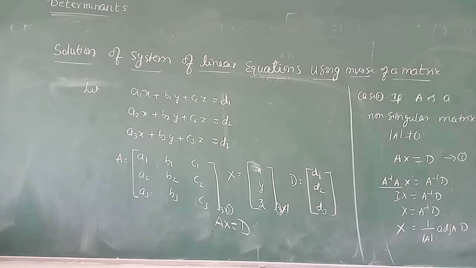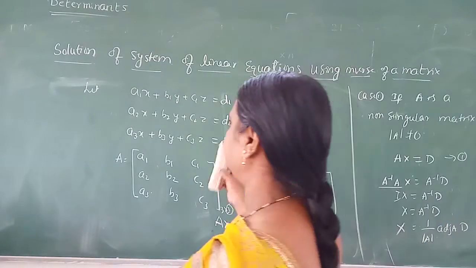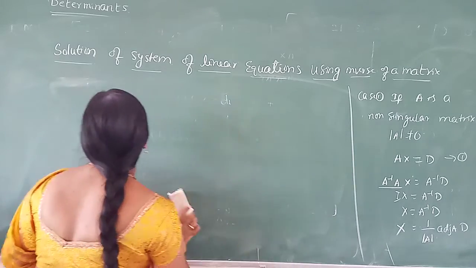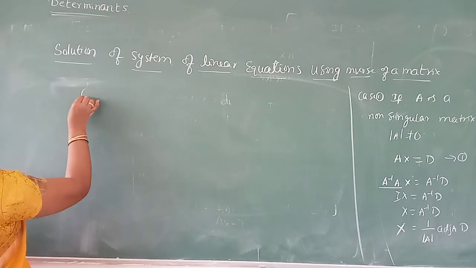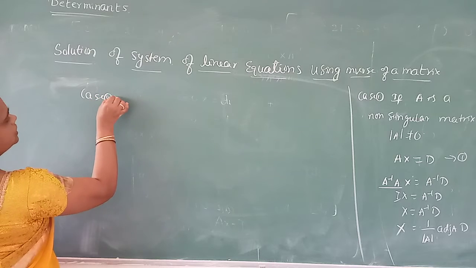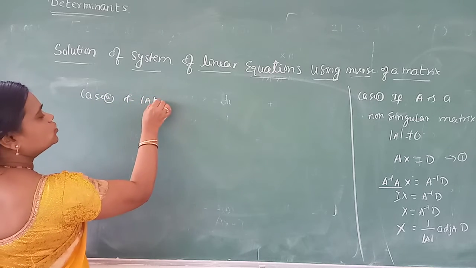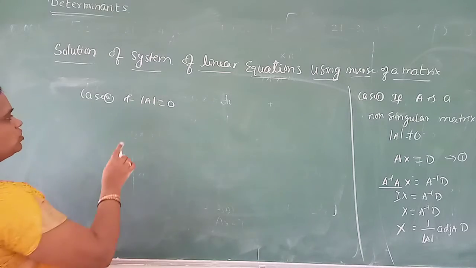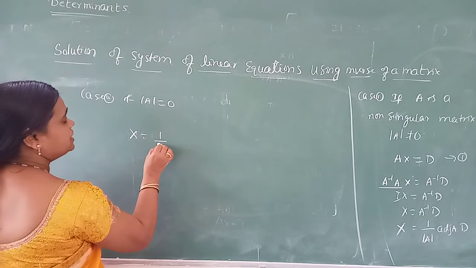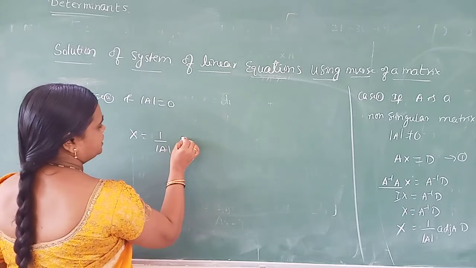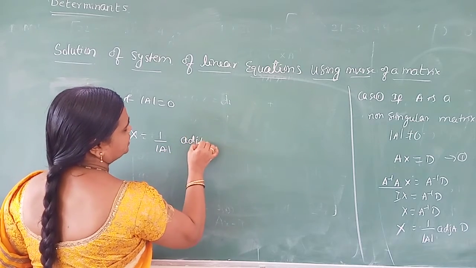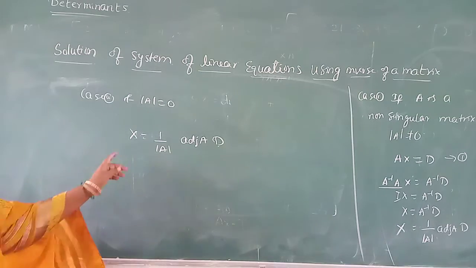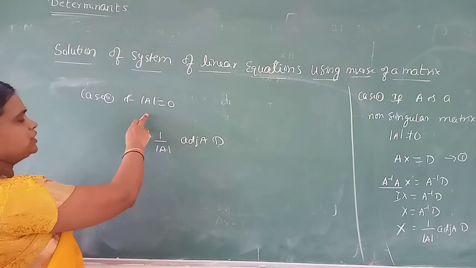Case 2: if determinant A equals 0. What do we get? Just concentrate here. What is our x? Our x is 1 divided by determinant A, adjoint A into D. Okay, this is our x, but mention determinant A equals 0.